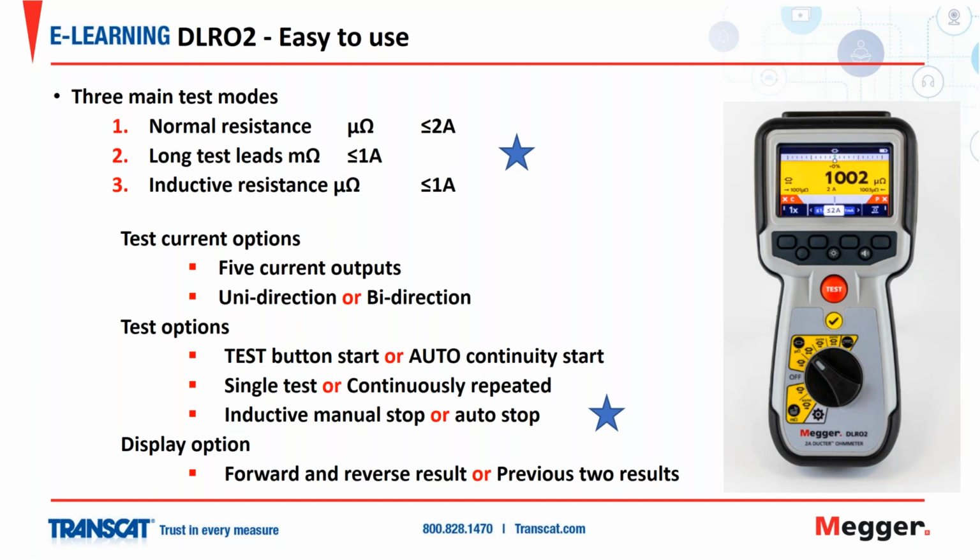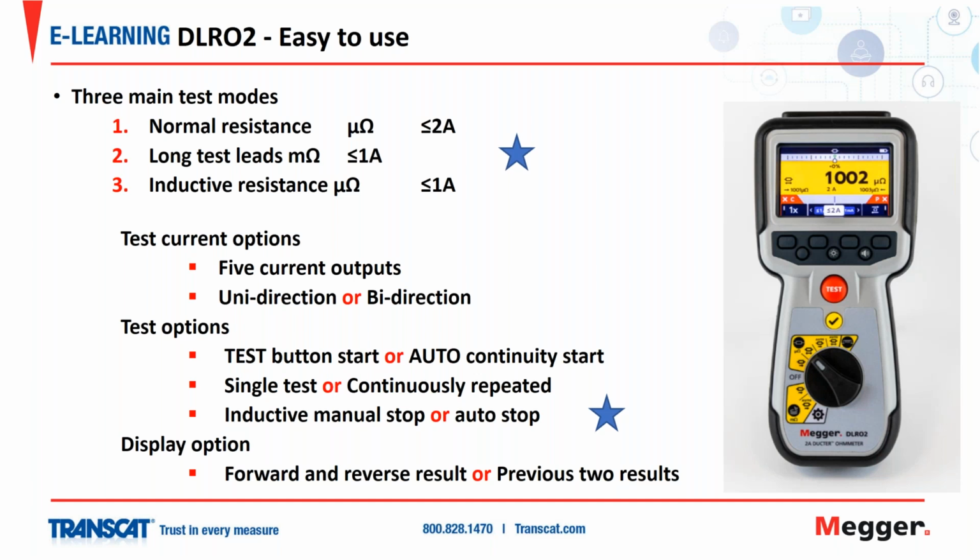So just some of the main points. This unit has 3 main test modes. It's got normal resistance test, a long lead test mode, and then an inductive resistance test mode. And we'll talk about these features in the coming slides. The normal test mode is for general low resistance testing. The long test lead mode is for any applications that require long test leads. It can be over 400 feet. A perfect example of that is the wind turbines. And then inductive resistance mode is for example for testing motors and generators.